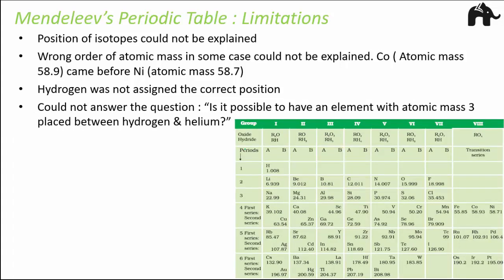And then there was the last limitation: it could not answer the question, is it possible to have an element with atomic mass 3 placed between hydrogen and helium? Since in this table it was all on the basis of atomic mass, the first element that we see is hydrogen, which had an atomic mass of 1, and helium, the second element, has an atomic mass of 4. Now, it was very difficult to tell how many elements can exist between 1 and 4. For example, can we have an element with atomic mass 2? Can we have an element with atomic mass 3? Can we have an element with atomic mass 2.4? Can we have something with 2.7?